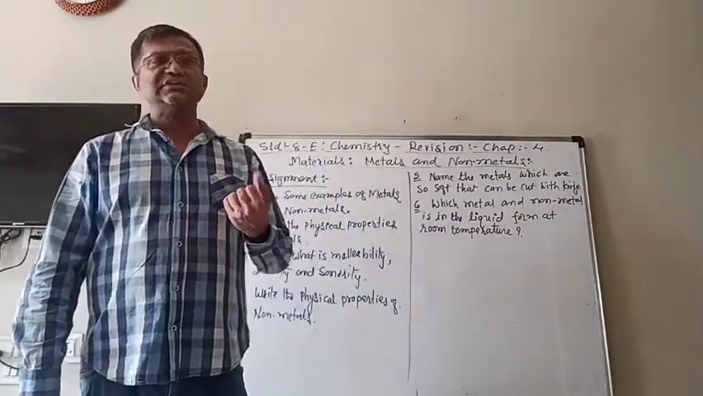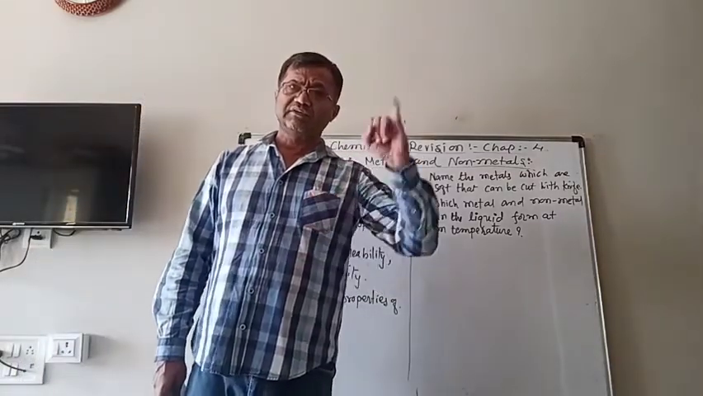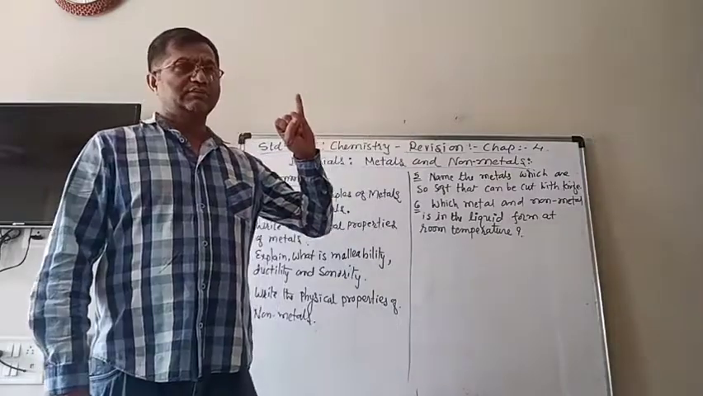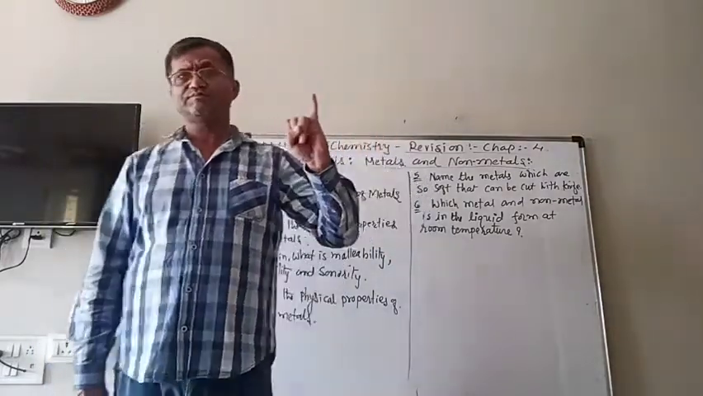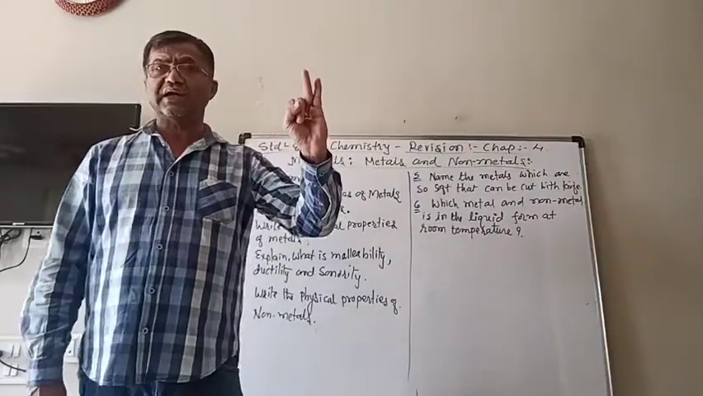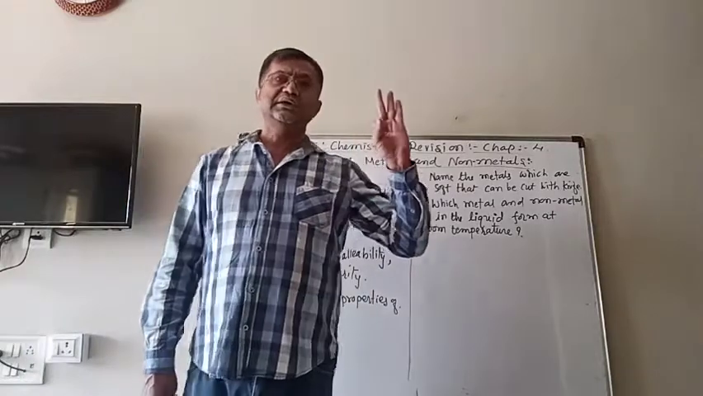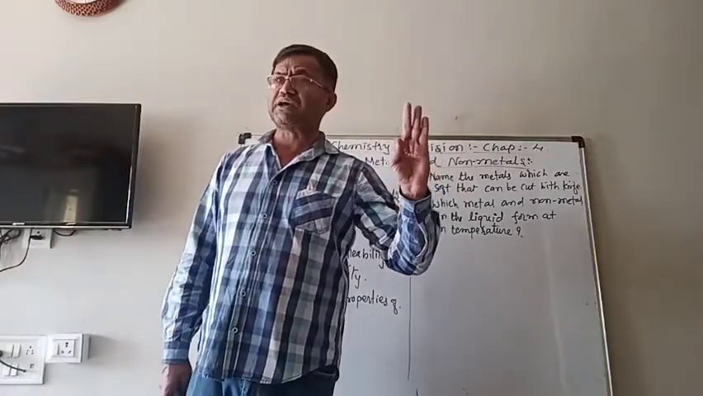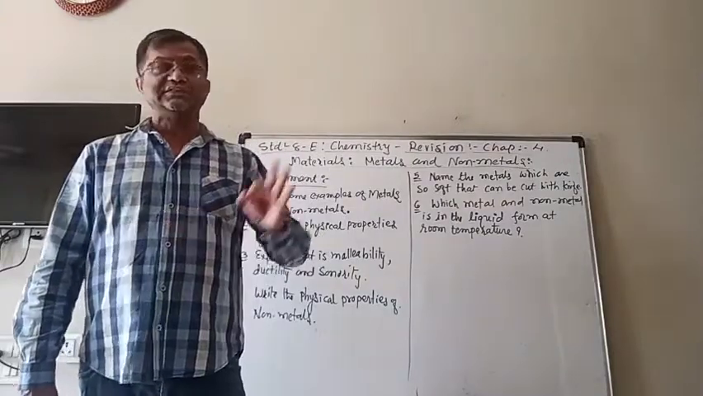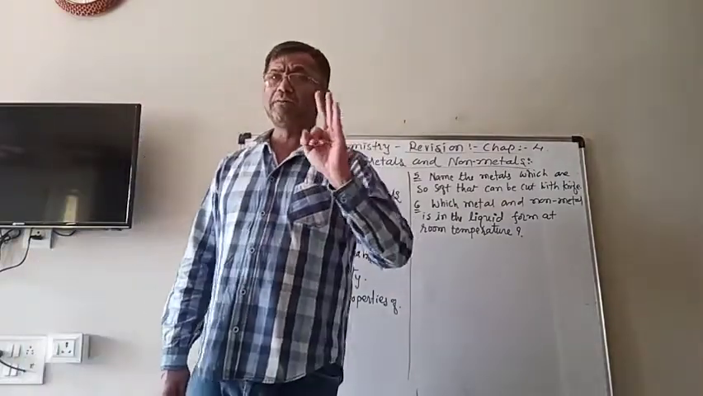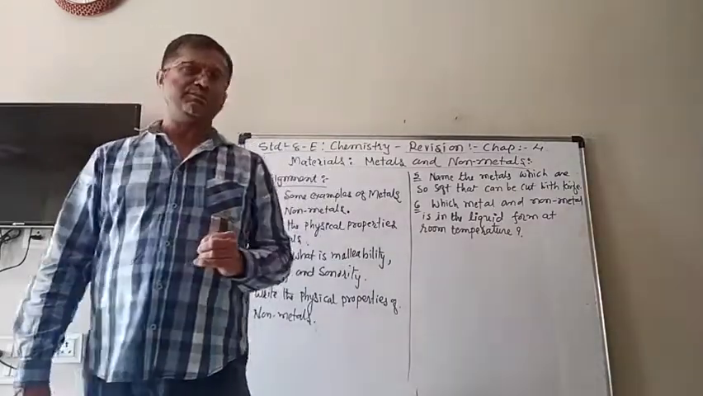So these are the physical properties. We will repeat. Metals have luster, meaning they are shiny. They are hard, except sodium and potassium, which are soft. They are good conductors of heat and electricity. They are in solid form, except mercury, which at room temperature is in liquid form.